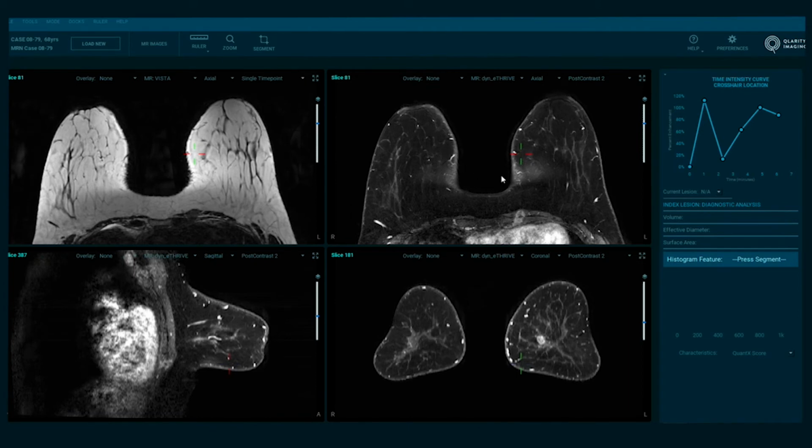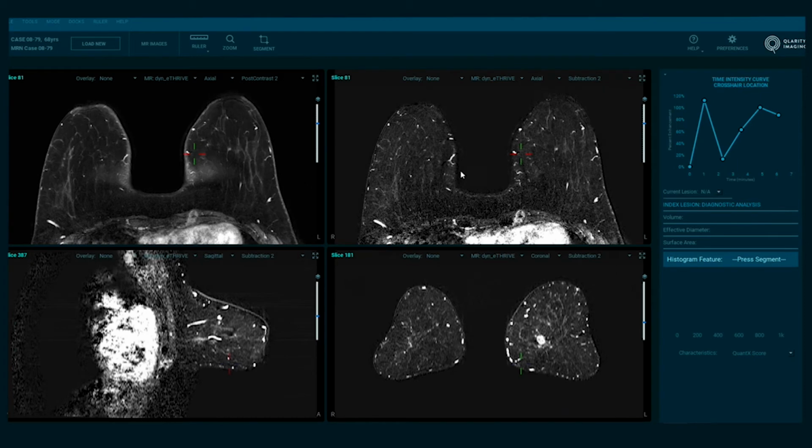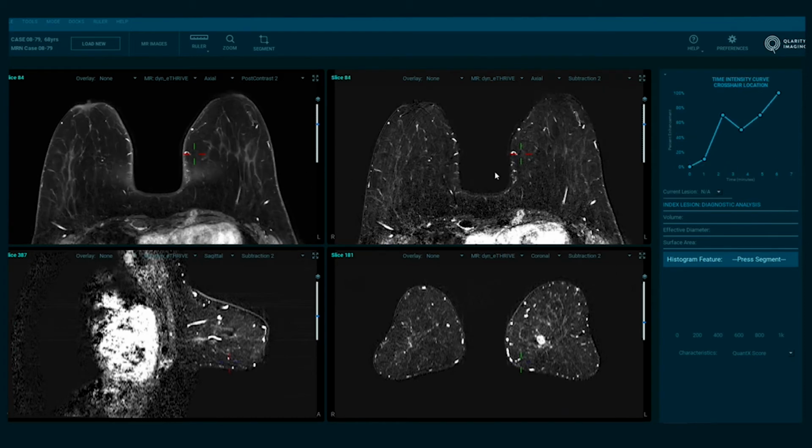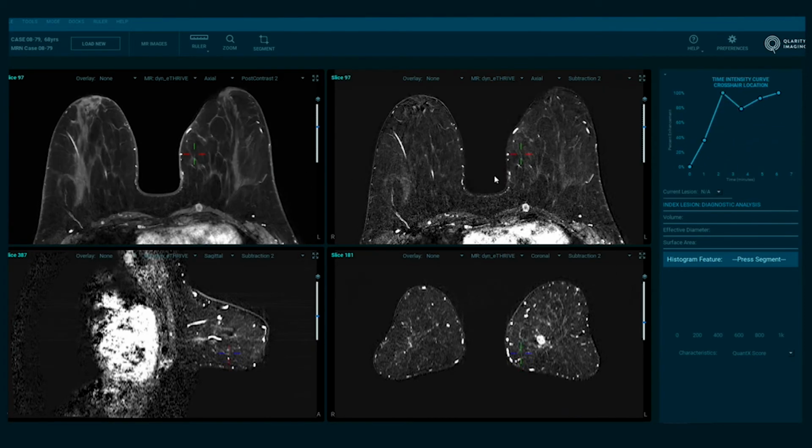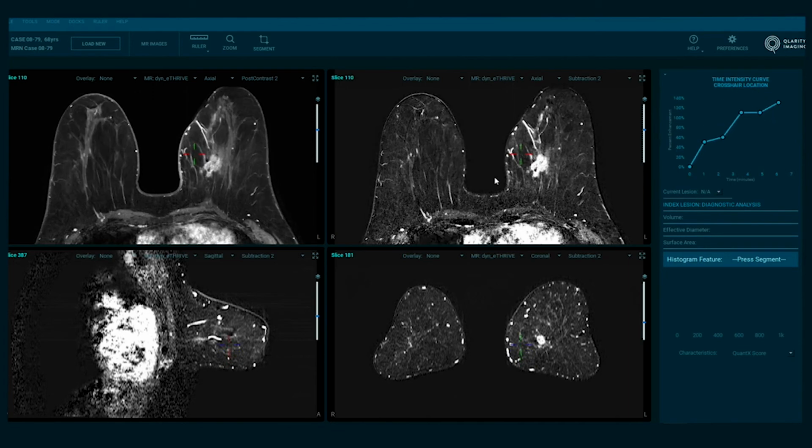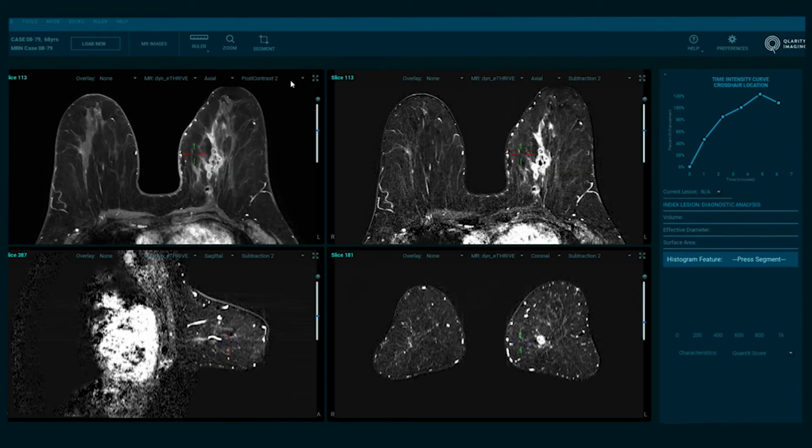Interesting finding. Let's look at the subtraction images now. And we can scroll through again and see the subtraction imaging. Let's just look at the kinetic overlay for a minute, just to take a look at the kinetic map. And we can see here there's a lot of washout, plateau, and persistent enhancement throughout, and also some enhancement within the satellite lesion. And then we can take that off.